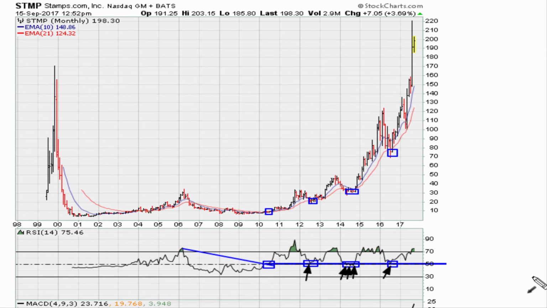So if you like to wait for pullbacks before you can take a position in a stock, hoping for a major move higher, well, that's one way you can time these types of pullbacks, by waiting for the stocks on the monthly chart to bounce back and hold the RSI 50 level.